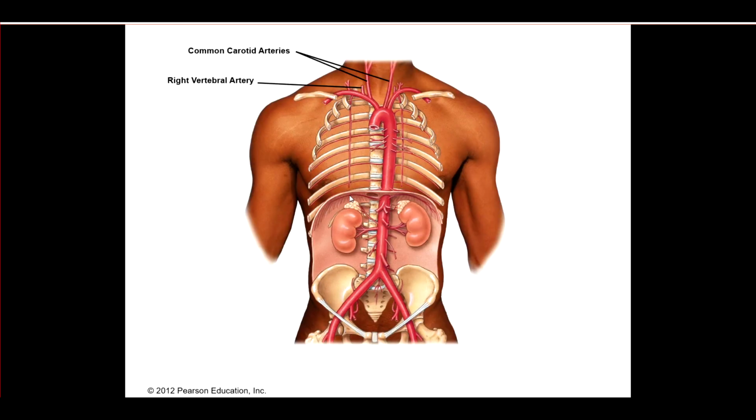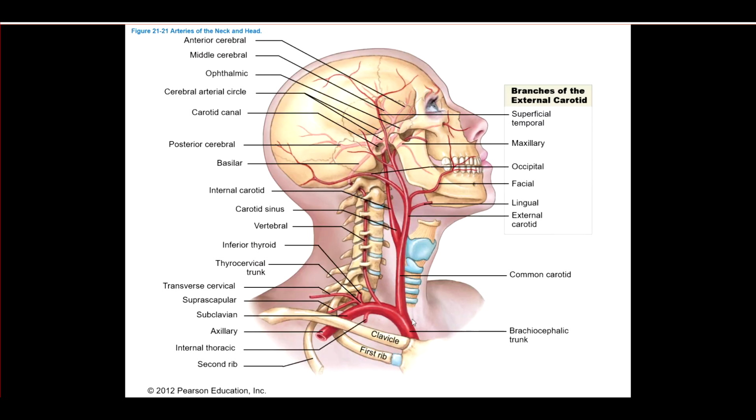Let's take a look. All right, so just going back here, brachiocephalic trunk, right subclavian here. We'll take a look at that in another lesson. Right common carotid right here. At the level of C4, it splits. This is the external carotid and all of its branches. Here is the internal carotid artery.